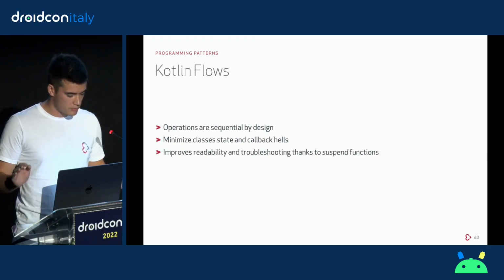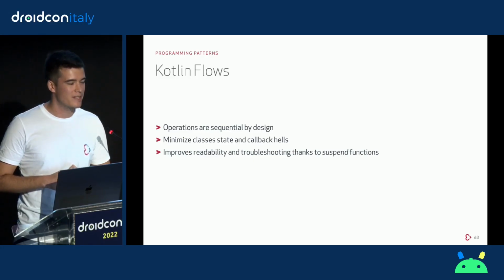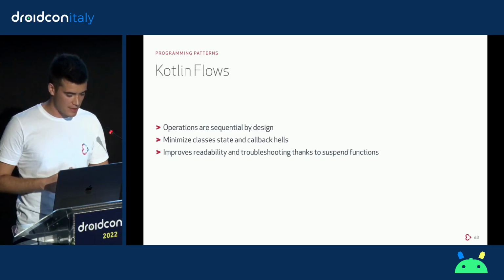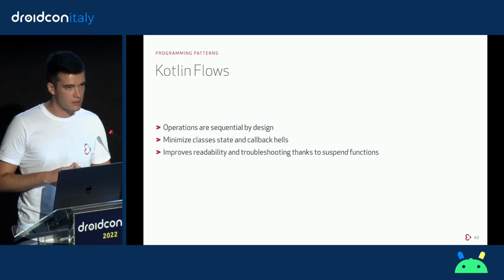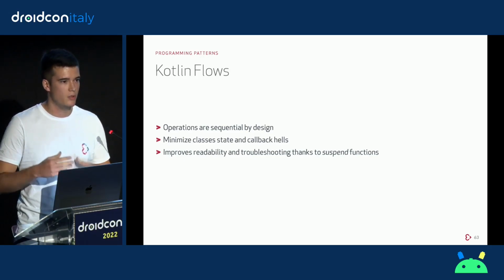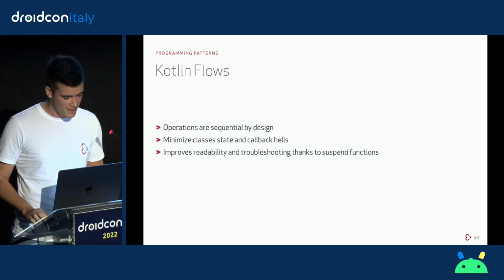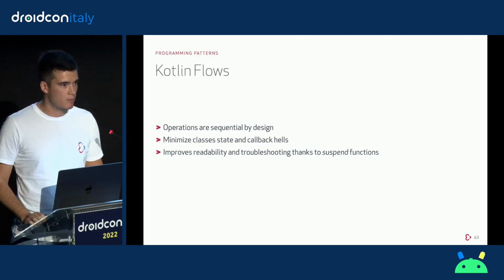So main points here: by using flows, you ensure that operations are sequential by design, since they are Kotlin flows, and that's like a manifesto. And we can, of course, minimize the class state because we can write code and encapsulate it in functions without having to hold the state of a response as a class property and stuff like that. Of course, we avoid callback hell. And in general, we improve readability and troubleshooting because the code is easier to read, and so also for code review, that's great.